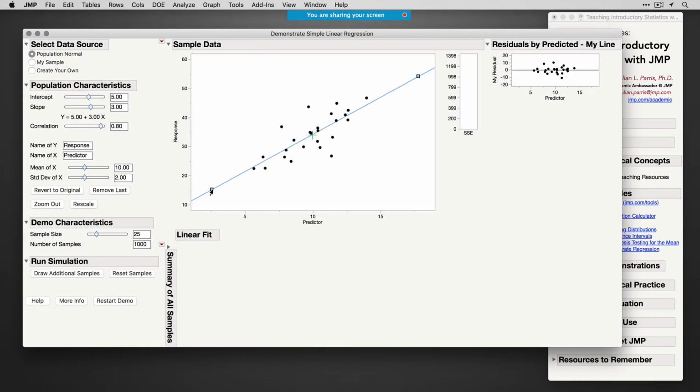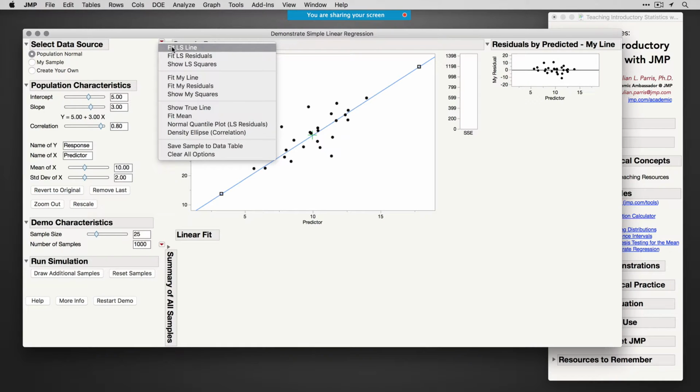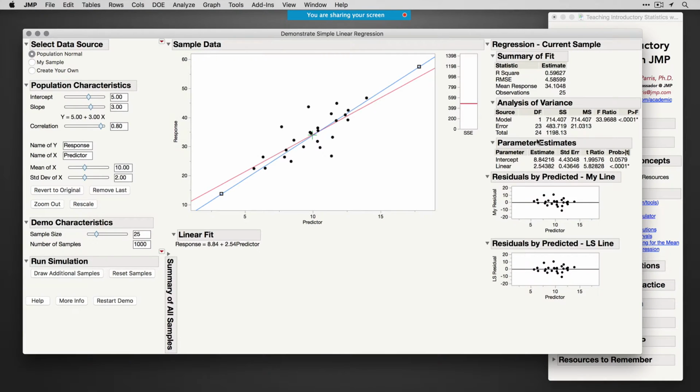And so one nice exercise for students to do is to find the best fitting line themselves. That is, put the line where they think it should be. And you can look at your residuals on the right, which is a nice thing to do. And from here, you can have them compare the best line that they can come up with to the true line. So you can turn on the fit least squares line. And they can say, oh, I was a little bit off. They can see what the true line should have been.